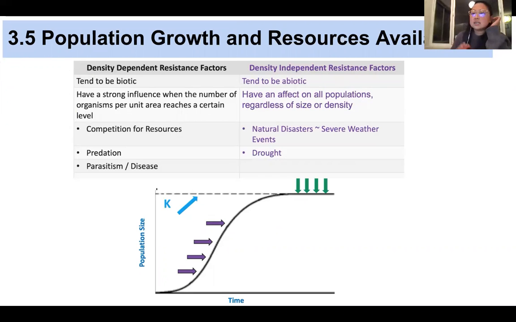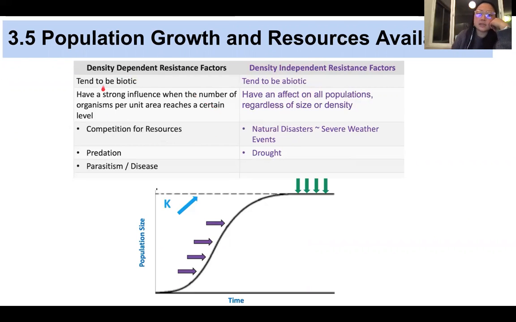Density independent factors are things that happen to an ecosystem that affect the populations that live there, but are not dependent on those populations. For example, if a hurricane just comes in and destroys a wetland, that hurricane didn't really care how many ducks were in that wetland, right? And so that would be a density independent factor.